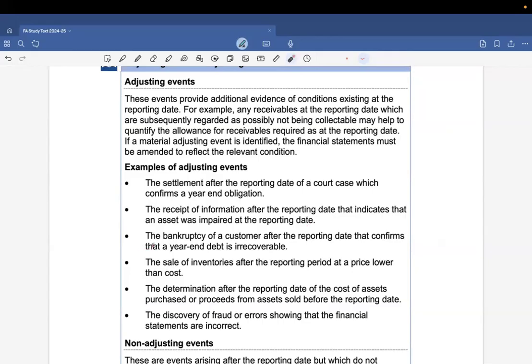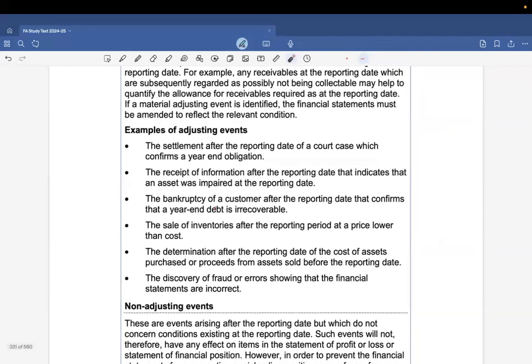If there is an impairment like that, you have to come back and adjust the financial statements. Next is the bankruptcy of a customer after reporting date that confirms that a year-end debt is irrecoverable. So we have recorded some receivables. After the year end, we came to know that that customer has actually gone bankrupt. You became aware of this before signing the FS, so it is an existing event.